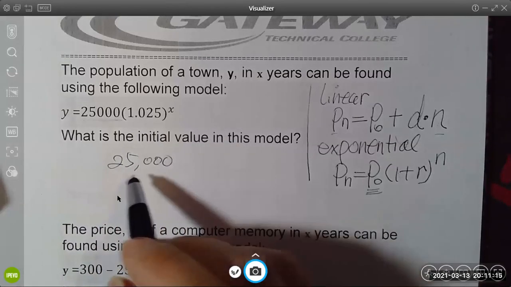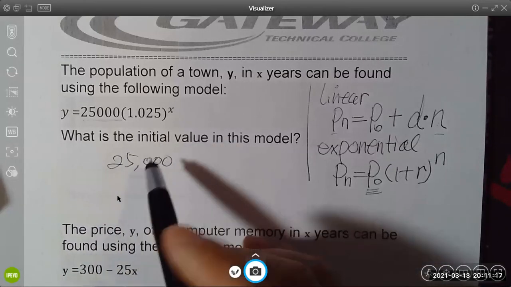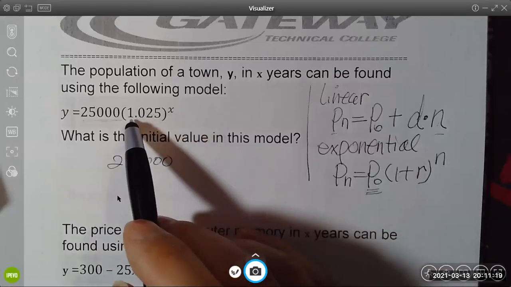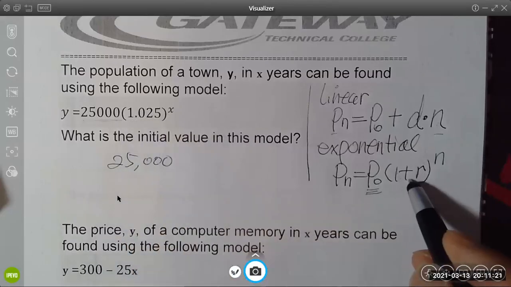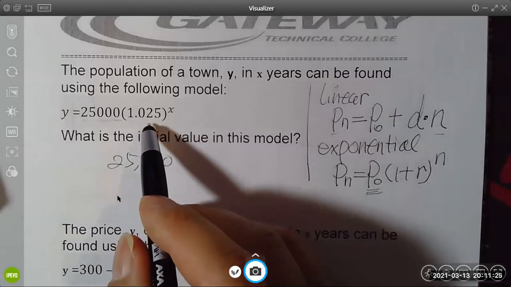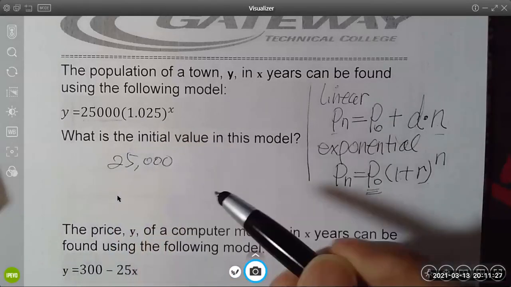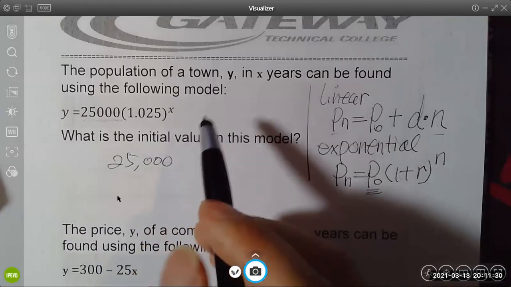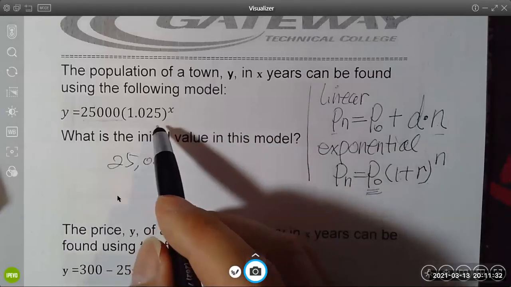So this is not part of this question, but this is a good opportunity to mention that this number inside represents 1 plus R actually. So if this number is bigger than 1, that means your R is positive, it's growing. So this town's population grows at 2.5% per year.